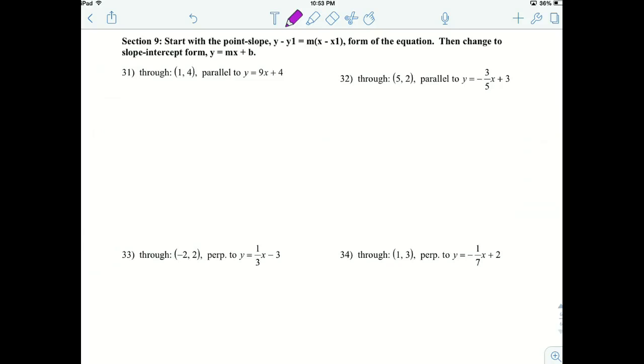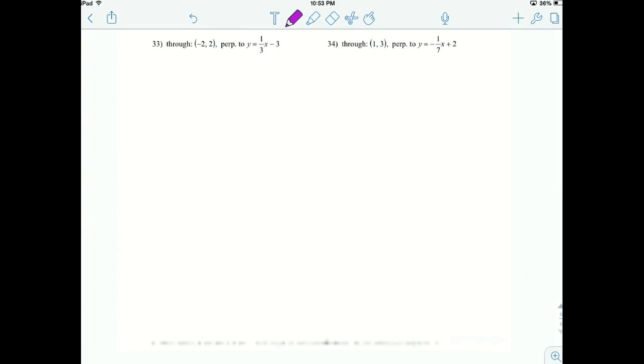In section 9, we're going to use point-slope form, and we're going to find lines that are parallel or perpendicular to other lines. Let's go to the very bottom and take some notes on this real quick.